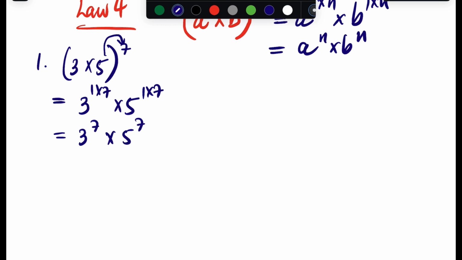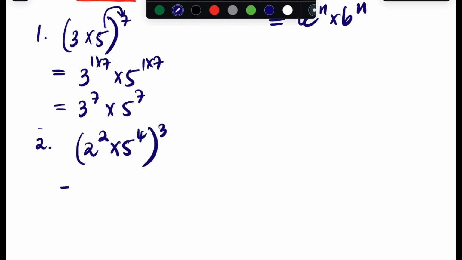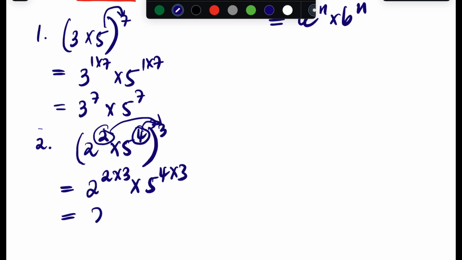Now let's look at it this way. If we have 2 to the power 2 times 5 to the power 4, all to the power 3. So now what are we going to do? We'll say 2 to the power 2, and this 2 will multiply the outside power there, times 3, and then we have 5 to the power 4, and then that 4 will multiply by 3 as well there. So we're going to have 2 to the power 6 multiplied by 5 to the power 12.